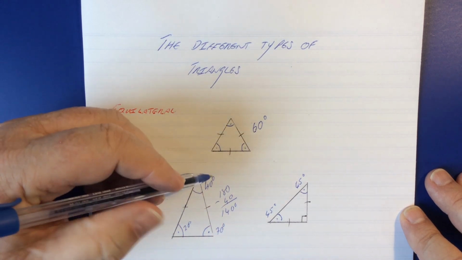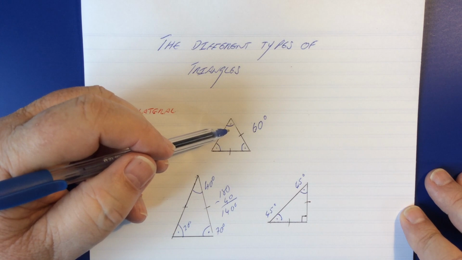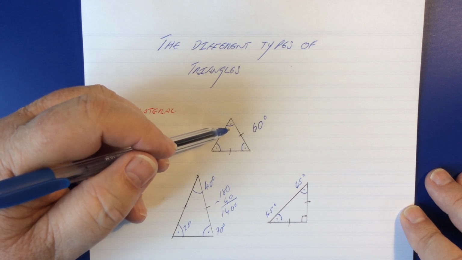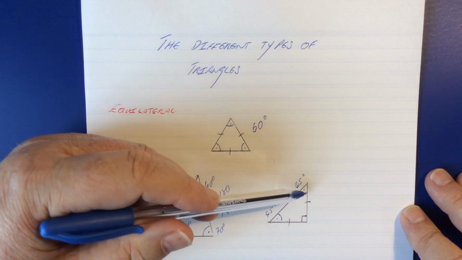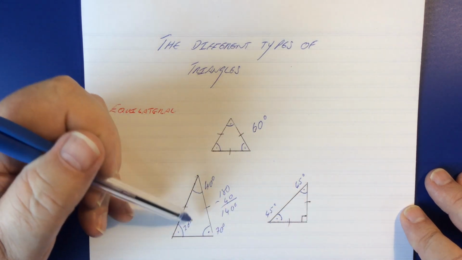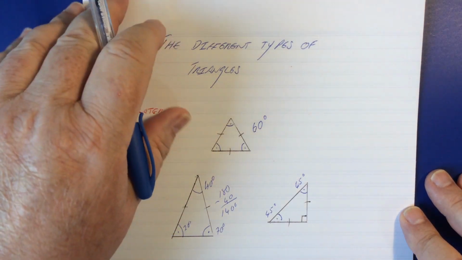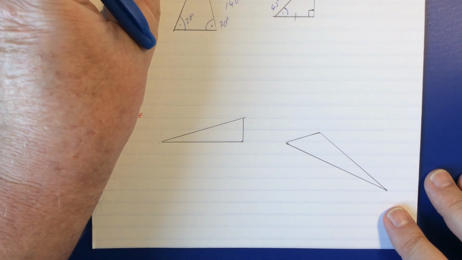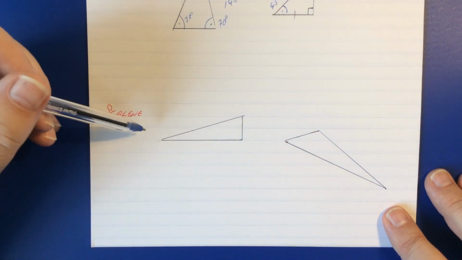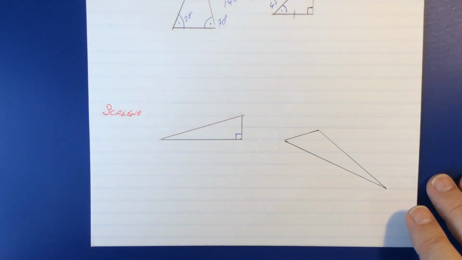That is what distinguishes isosceles triangles from equilateral triangles. Again, equilateral have 3 sides the same, 3 angles the same. Isosceles, 2 sides the same, 2 angles the same. Right, let's move on. So if we move down the page to scalene triangles, now I need to put that symbol in there.